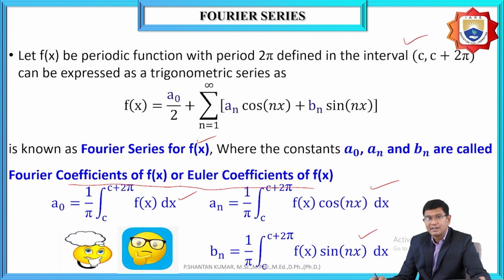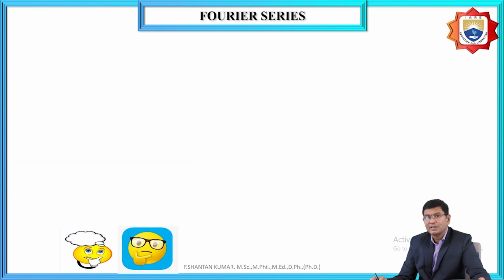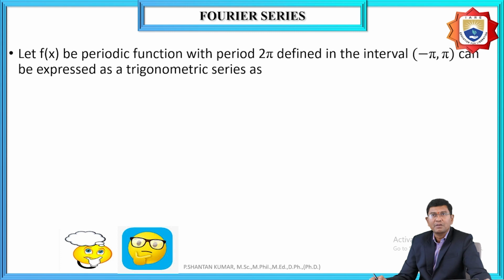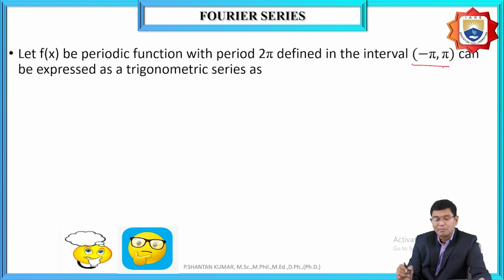Based on this, replacing c gives you different types of intervals. For example, when c is equal to minus pi, the limits are minus pi comma pi. Today we are going to discuss the case where the limits are minus pi comma pi. That is the Fourier series.